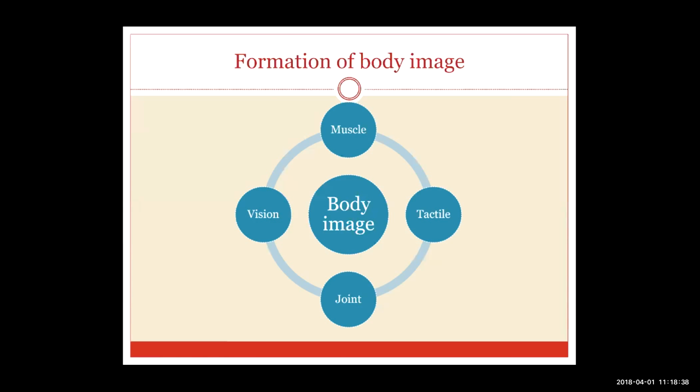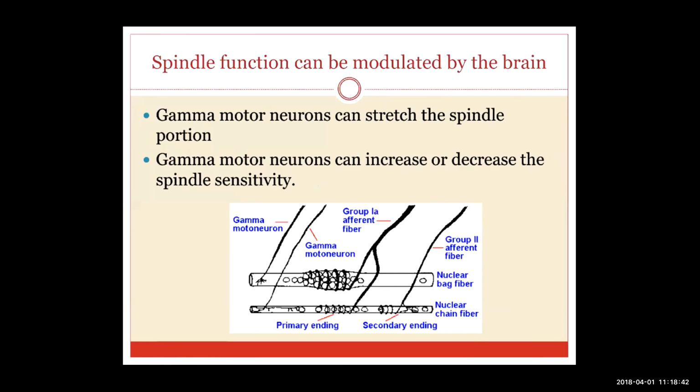It is only a few pieces of information which create a response. Okay, right? So now I'm going to come back to the spindle. I'm going to add a layer of intricacy to the functioning of the spindle. Now, spindle function can be modulated by the brain. What we mean by this is the spindle, although it is a sensory receptor, can be tuned by the brain.